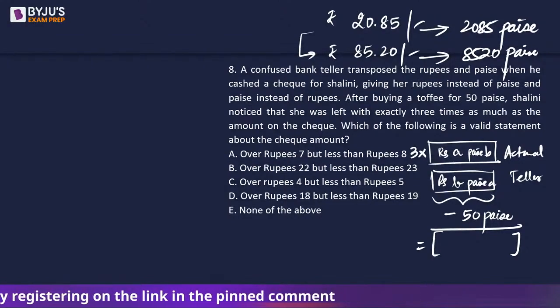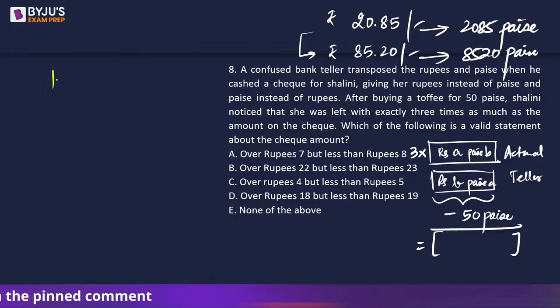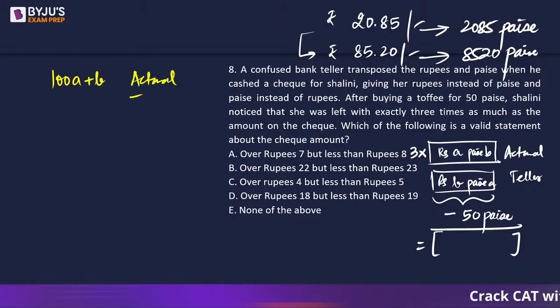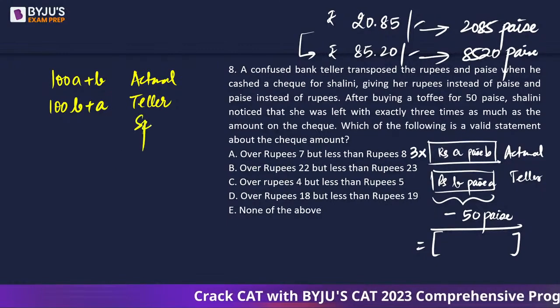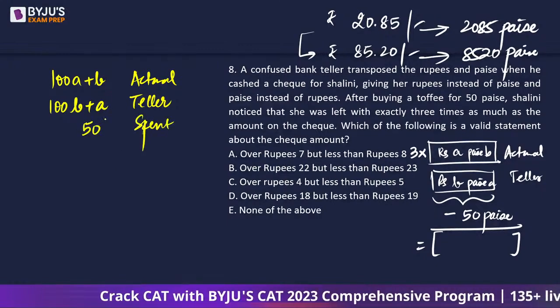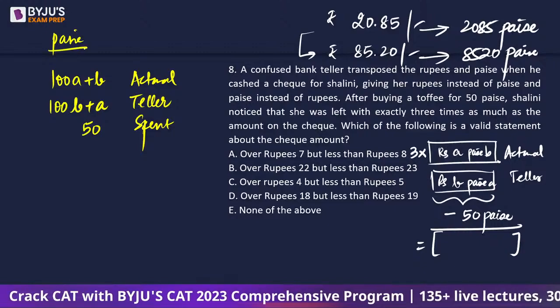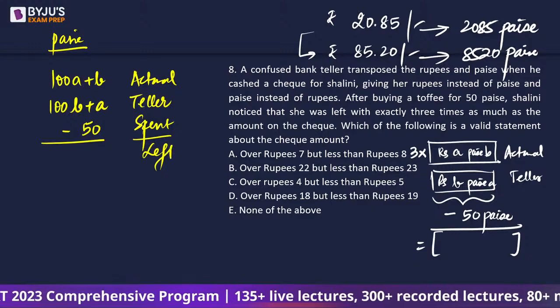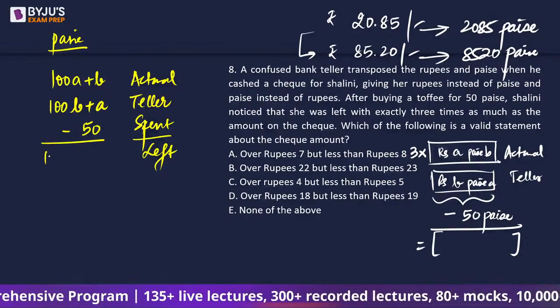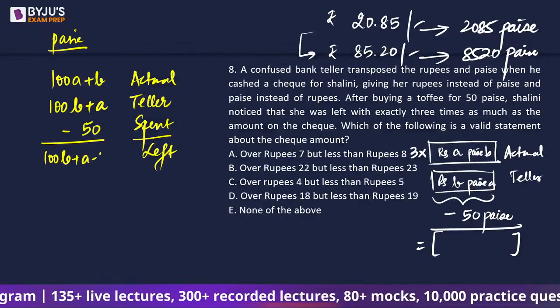So from here can I say कि actual check पे the amount we have is 100A plus B, right? टेलर ने उसको कितने पैसे दिए? 100B plus A. Now she spent 50 paise. Everything is in terms of paise, okay? The amount she is left with is 100B plus A minus 50.